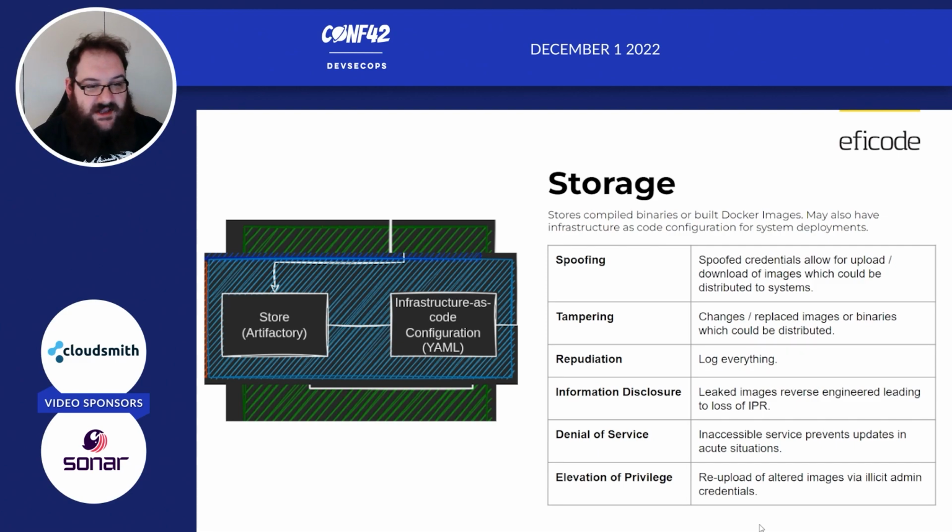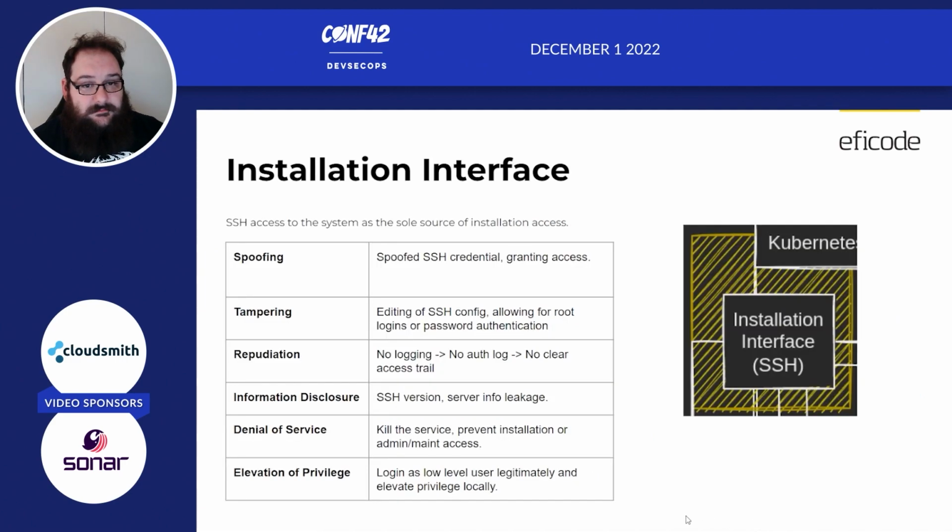Might lead to some problems trying to update. And then reload of altered images, which would be if you're able to elevate privileges and then upload the new image, might pose a problem. Installation interface is kind of a very basic SSH, so standard sort of threats here. So tampering of the SSH config, spoofing the credentials, leaking server information, basic stuff. Also, killing the service prevents any kind of access.